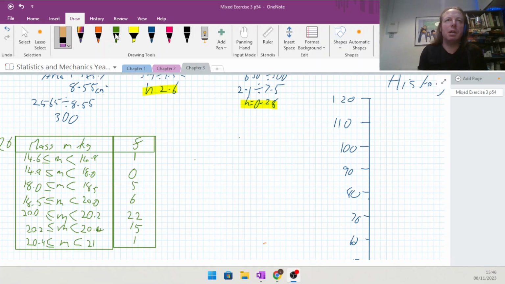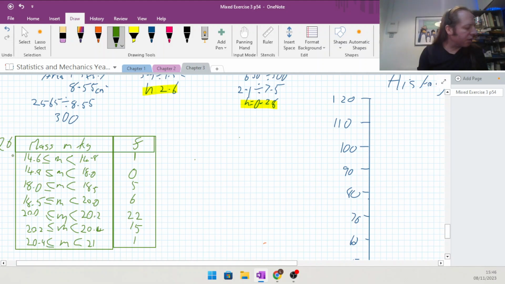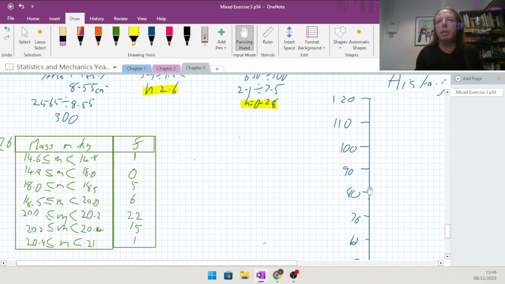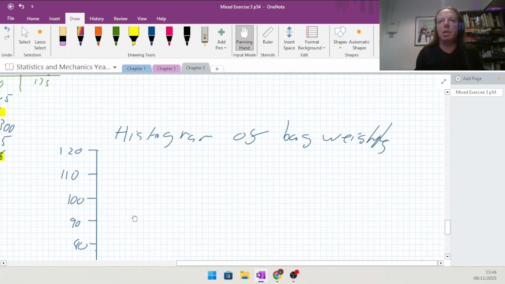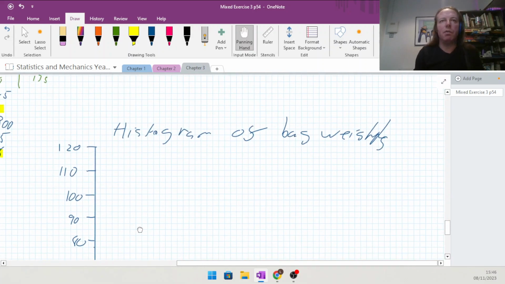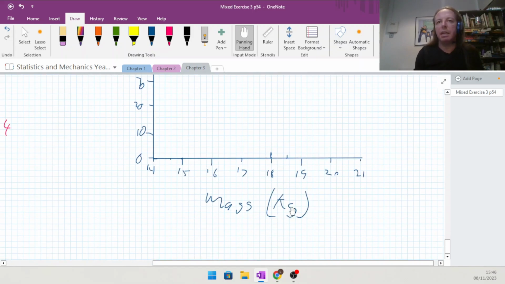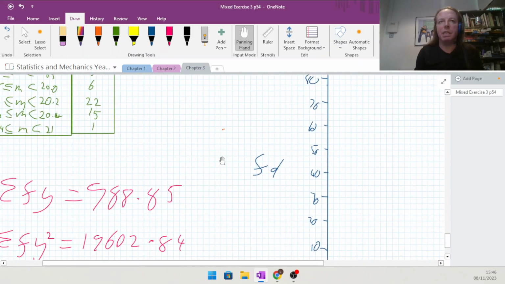So here we are, question 6, chapter 3, Stats and Mechanics, year 1. We have a table giving us the mass of some fertilizer bags. I've copied it out here already, and they want us to draw a histogram of it. I've already started. I've got a title for the histogram, titles on my axes, and mass on the axes down there.